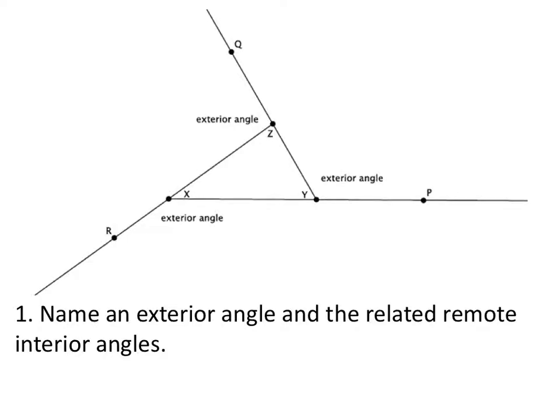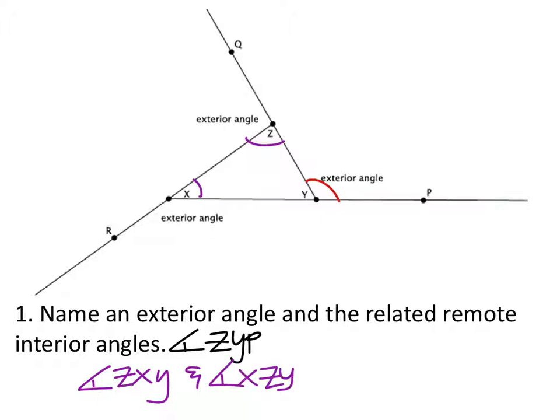So we already talked about remote interior angles. We need to name an exterior angle and a related remote interior angle. So one of the exterior angles, I think we did this one already, angle ZYP, which would be this angle in red. Its two remote interior angles would be this angle and this one, which are angle ZXY and the other angle, XZY. So those two purple angles are remote interior angles to that one exterior angle, angle ZYP.